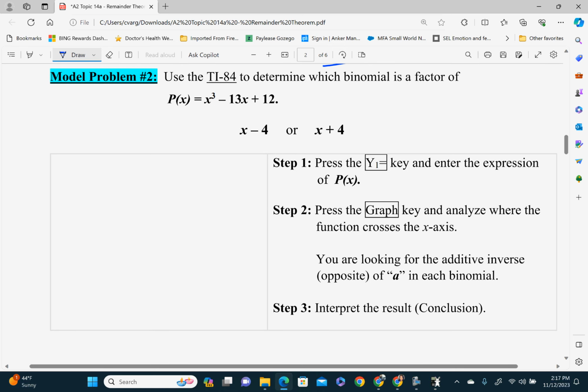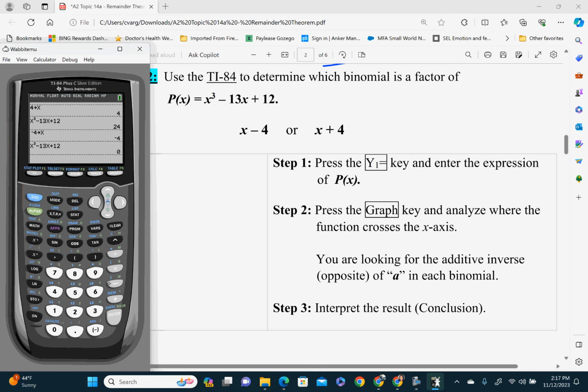So now this goes into how to do it in a different way. Press the y equals key and put in this expression: x to the third minus 13x plus 12. Okay, now I'm going to hit graph. I'm going to follow the directions right here and see where the function crosses the x-axis. So factors, right? If I were to redraw this, the crossings are at -4, 1, and 3.